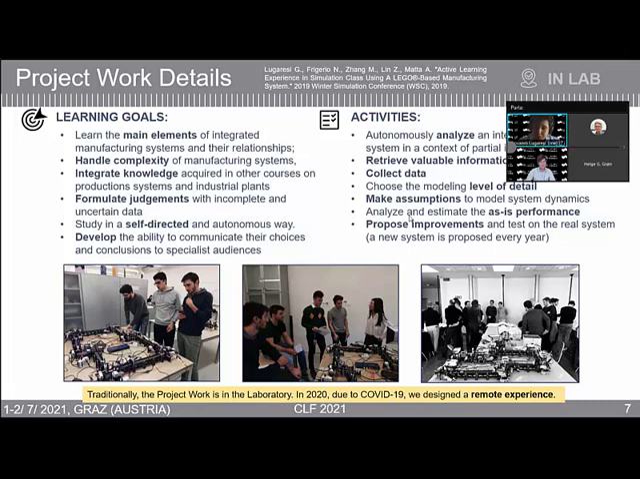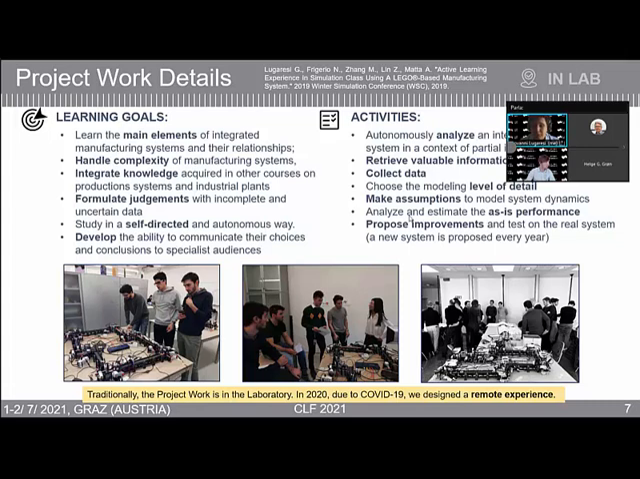Traditionally, this project work has been done in the lab physically, as you can see from the pictures. Unfortunately, last year, as you well know, we had to switch to a remote experience, and in this work I will show how this experience has been done, in particular focusing on the project work.